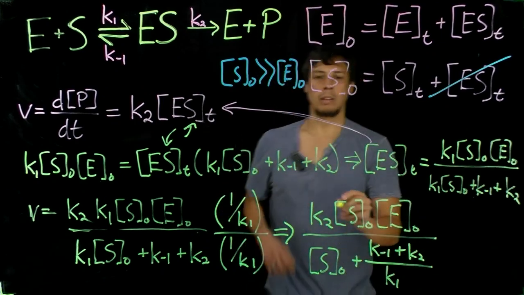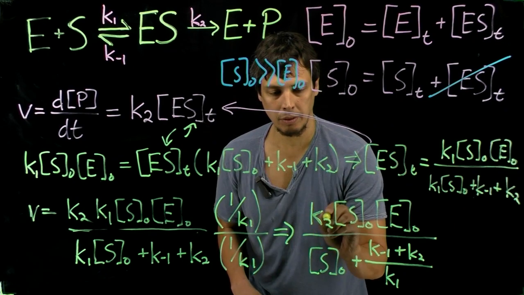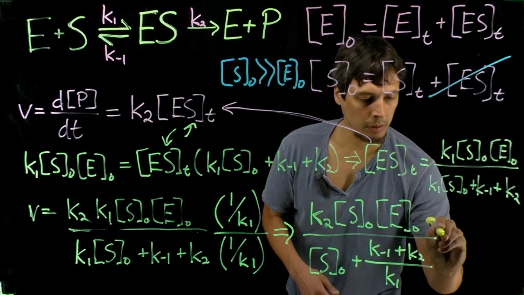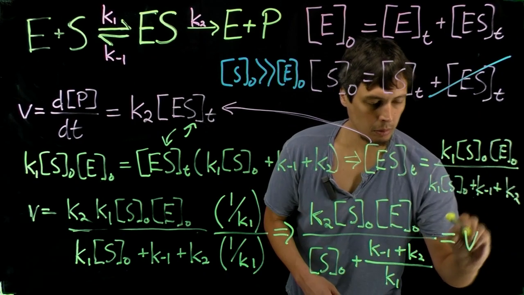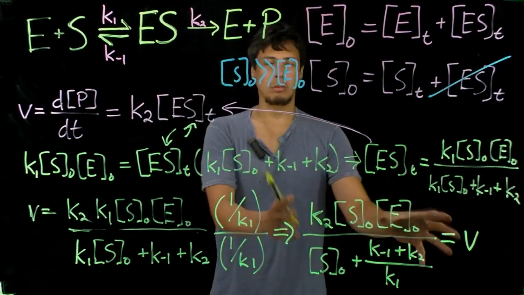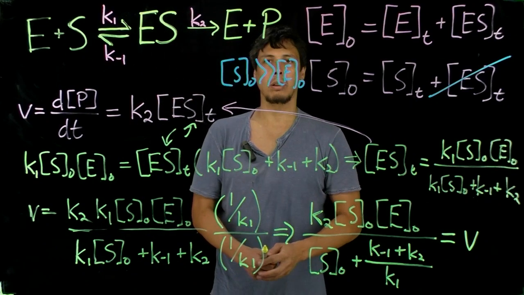Okay? And so that takes the final form of the Michaelis-Menten equation. That's going to be equal to rate. And in the next video, I'll show you how to put all this together, but that's the final derivation.